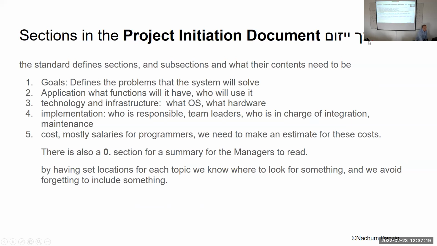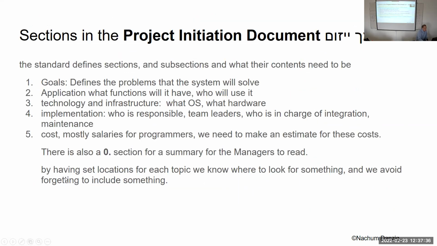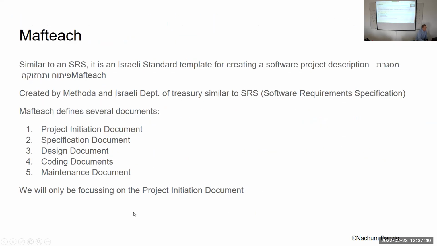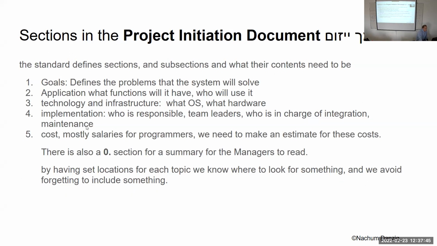Sections in the project initiation document. So now we're talking about the project initiation document, and it has sections. Sort of similar: goals, application, technology, implementation, costs. So in the initiation stage, what do we do in the initiation document? The standard defines sections and subsections and what their content needs to be.